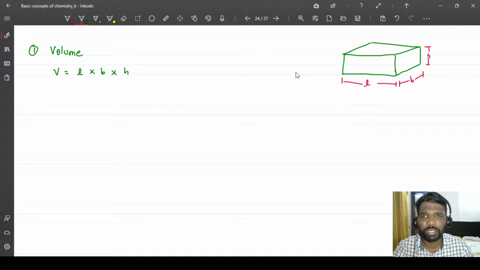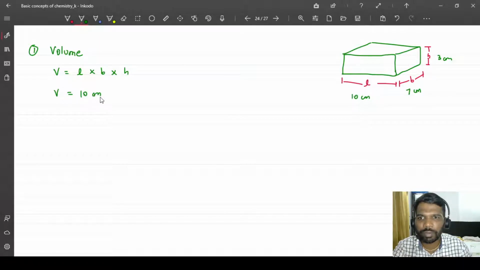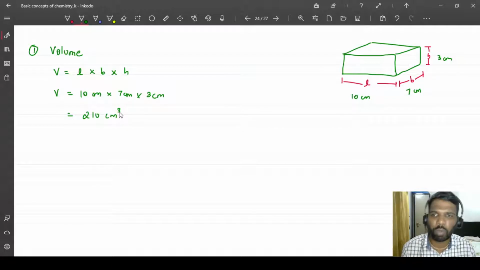Now, let's say what is the length of this? Let's say this is a 10 centimeter length, breadth is 7 centimeter, and height is 3 centimeter. So here, volume will be 10 centimeter multiplied by 7 centimeter multiplied by 3 centimeter. Now, if you see over here, this will be 210 centimeter into centimeter into centimeter, centimeter cube. So this will be the volume.